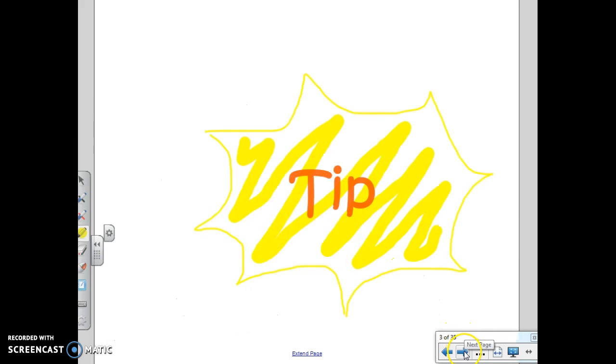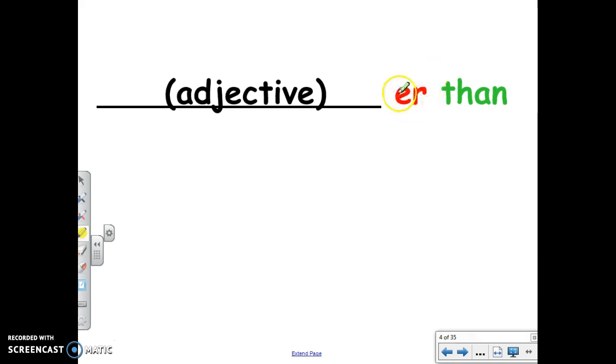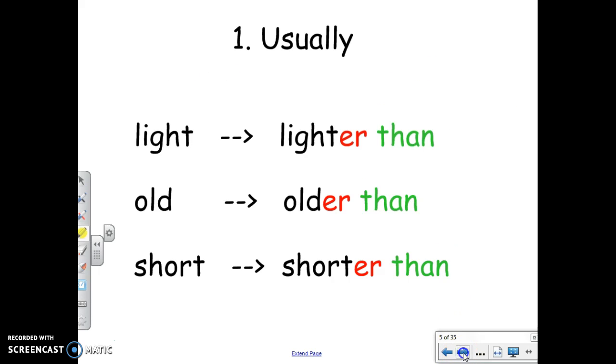One tip about comparative: always use ER after the adjective. We have four types of adjectives. First, the usual one, we put ER after the adjective, just like what I told you. That is easy. Light will be lighter than, old will be older than, short will be shorter than.